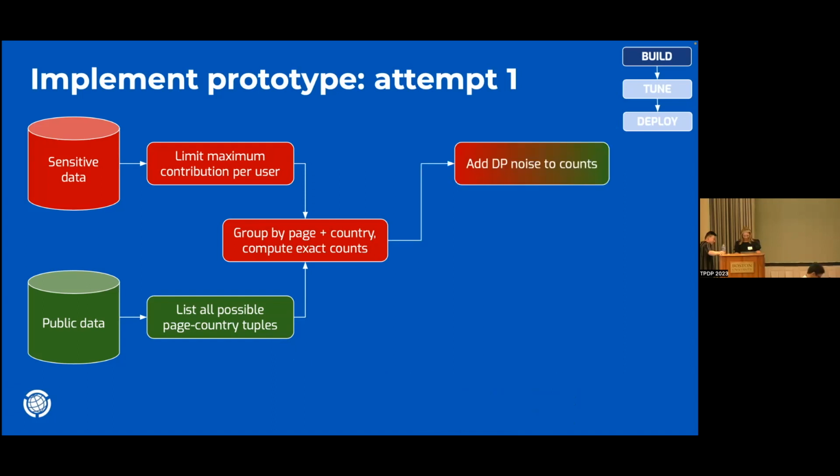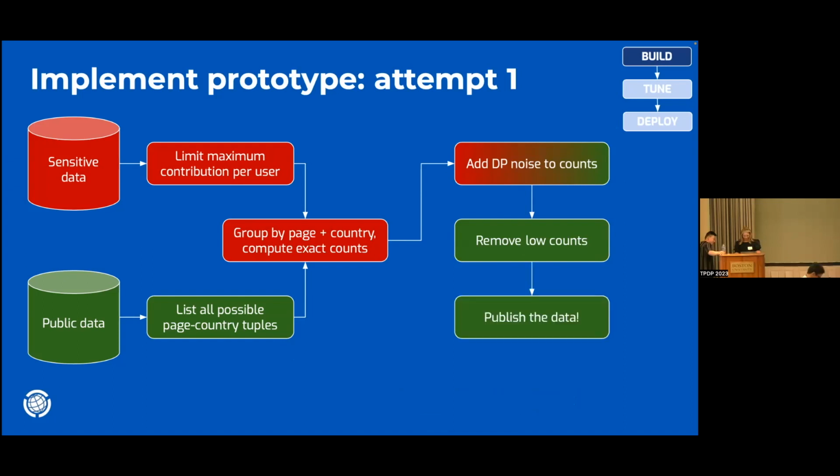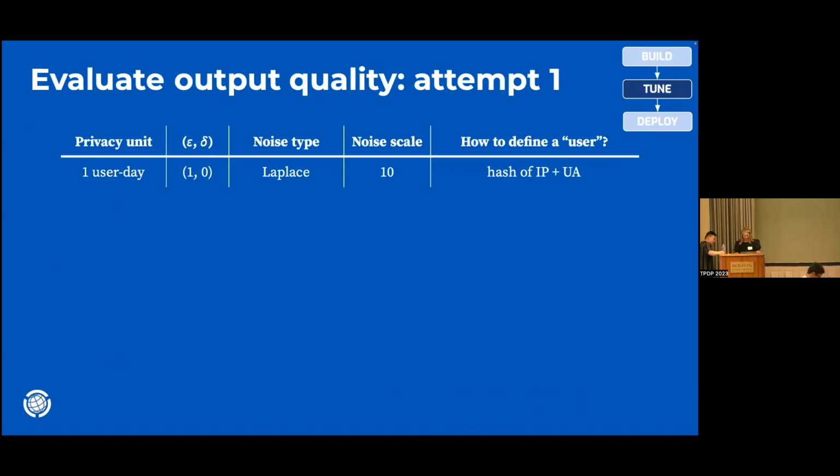So we continue with our pipeline. We add some DP noise to the counts, and you can see it goes from red to green to indicate that the data is now safe. We remove low counts, and we're going to get more into this step later on for accuracy, equity, et cetera. And then finally, we publish the data. So this works, and we're using what I think of as probably a standard DP software pipeline implementation.